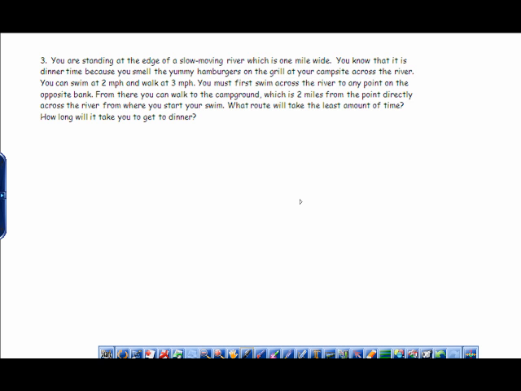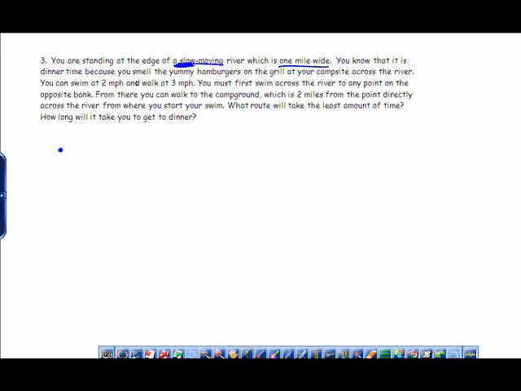So it says you're standing at the edge of a slow-moving river. Now, when this is slow-moving, I want to emphasize the slow, almost like a standstill. We're going to assume really no current, and you'll see why in just a second. It is 1 mile wide, all right? So let's just continue the problem.